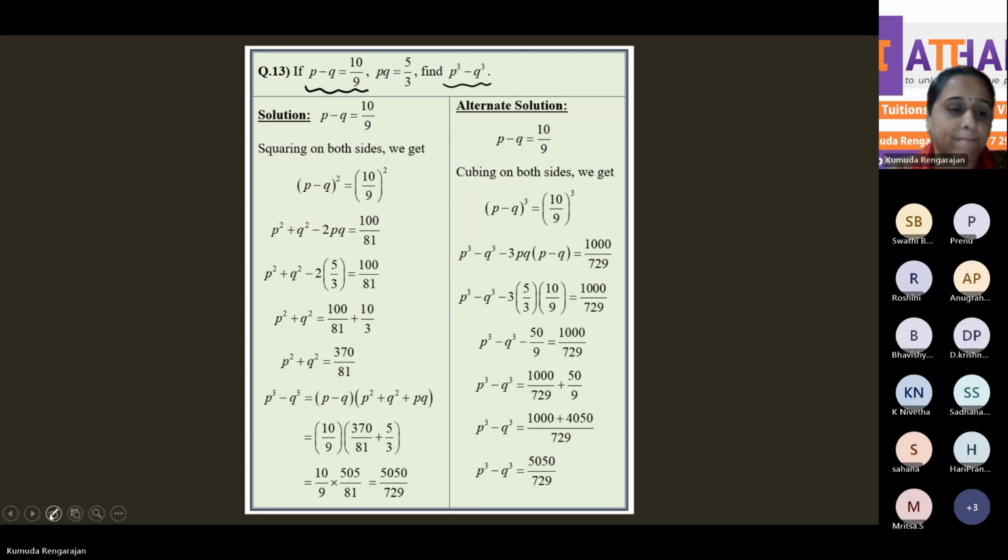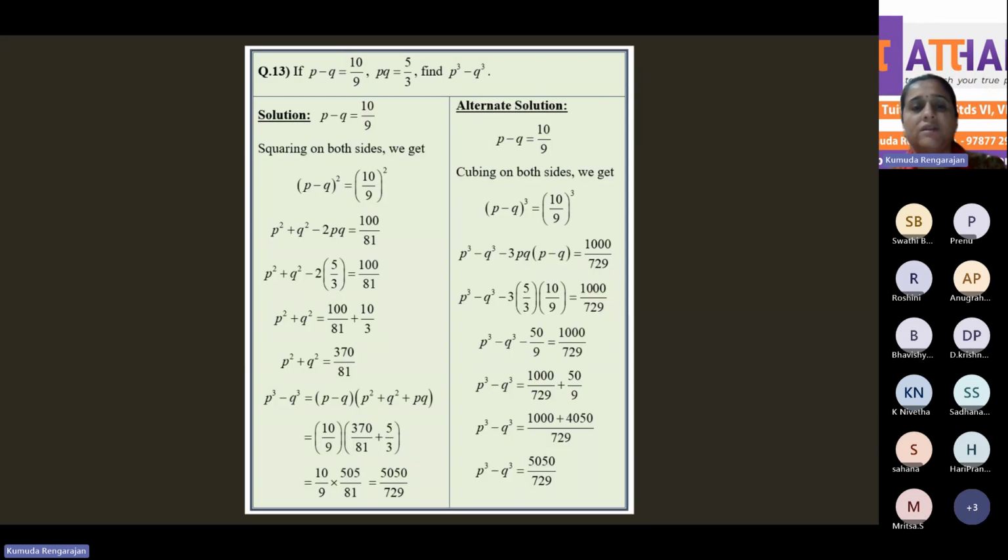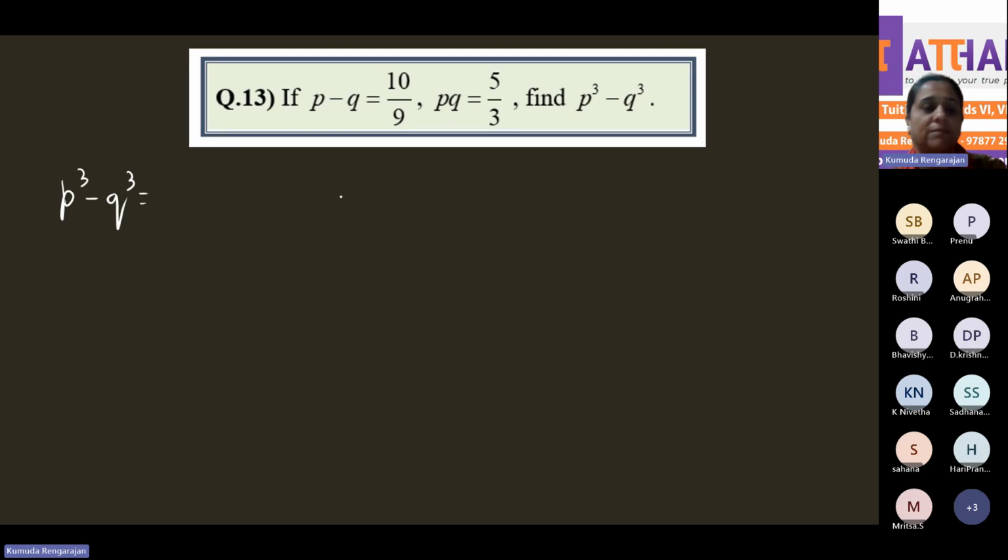All right. So it depends on which identity you want to use. So p cubed minus q cubed is equal to, see, one is cubing on both the sides. That's what I've done here, children. The alternate solution is cubing on both the sides. The other one which I've done is p cube minus q cube.